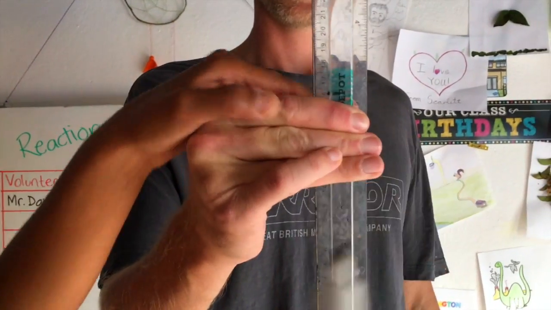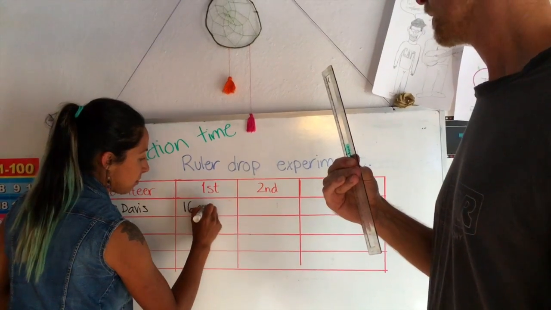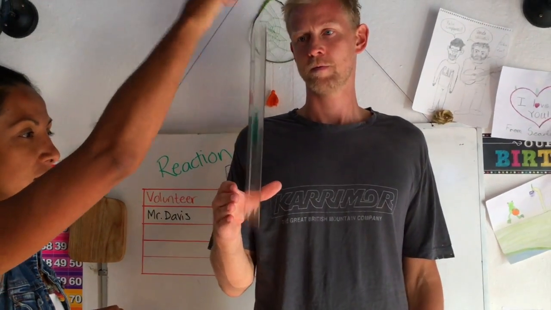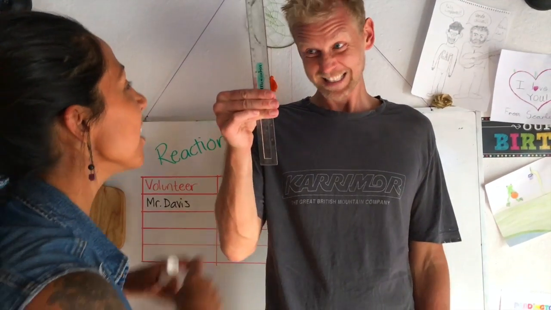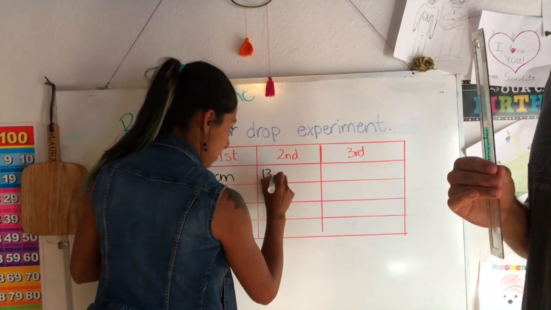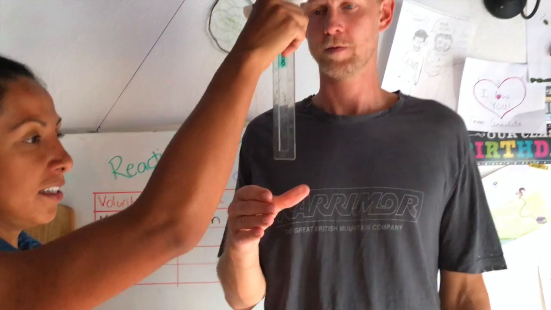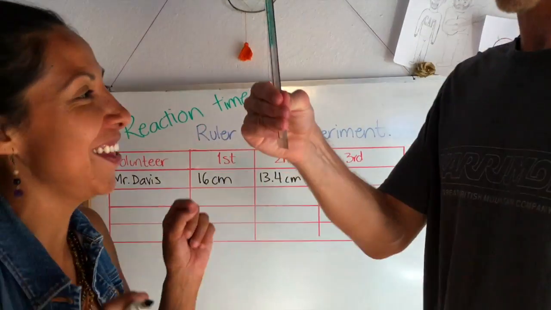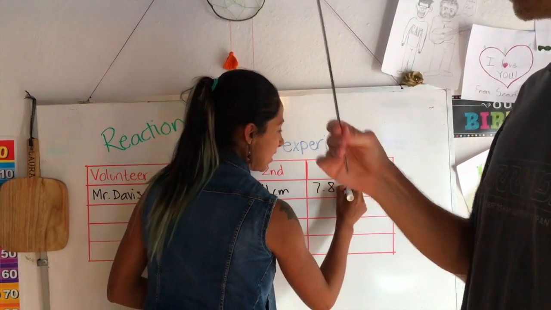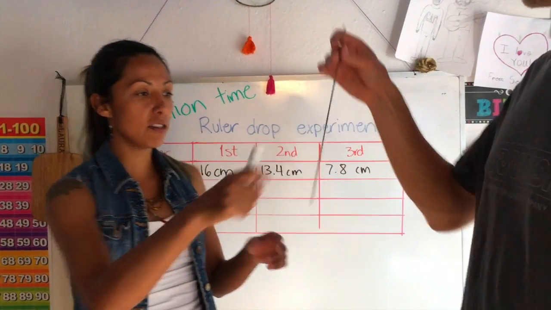Right here, 16 centimeters. That's the first go. 16 centimeters. Second go. 1, 2. Oh, it's getting better. 13.4. Last go. Whoa, that was really good. 7.8 centimeters. Now it's my turn, and he's gonna help me to do that.